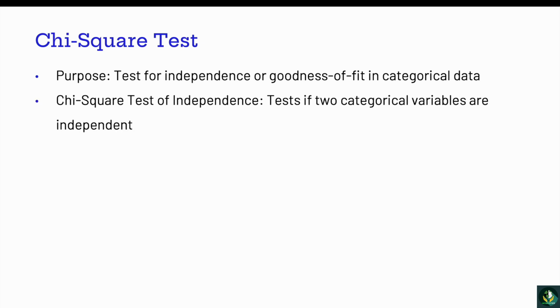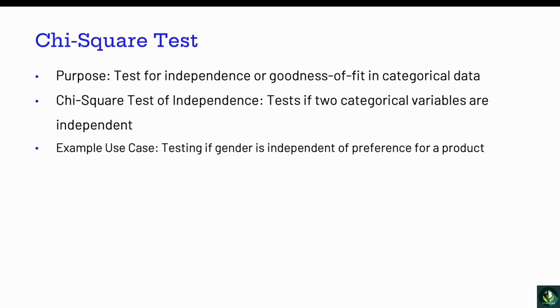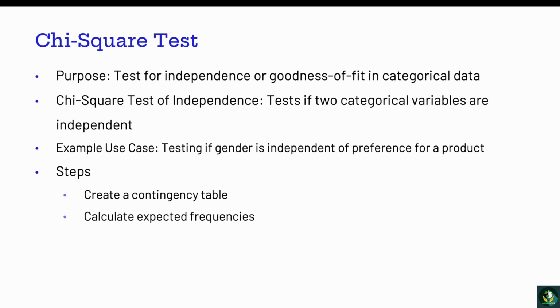Let's talk about another test, which is chi-square test. The purpose of chi-square test is to test for independence or goodness of fit in categorical data. The chi-square test of independence tests if two categorical variables are independent. Example use case is testing if gender is independent of preference for a particular product. The steps that we follow here is first we create a contingency table, then we calculate the expected frequencies, and finally we compute the chi-square statistic and p-value.